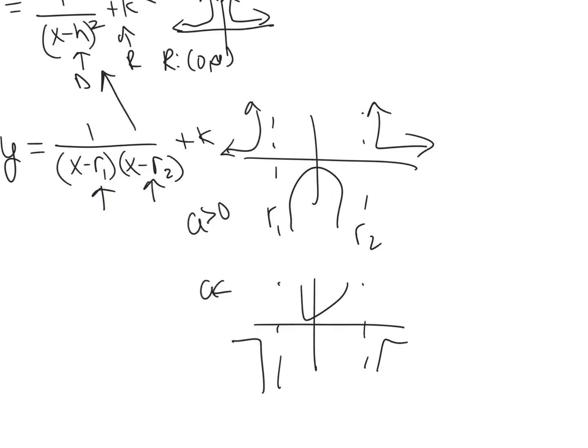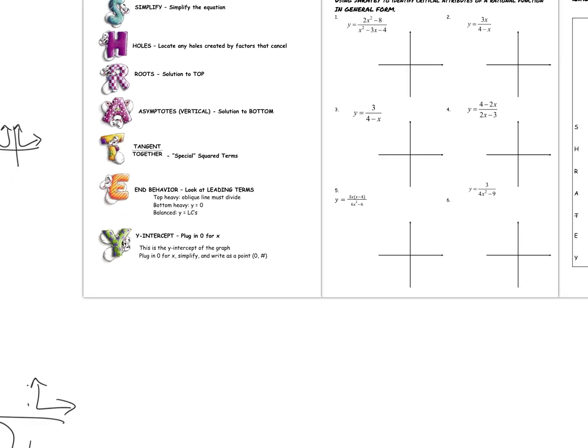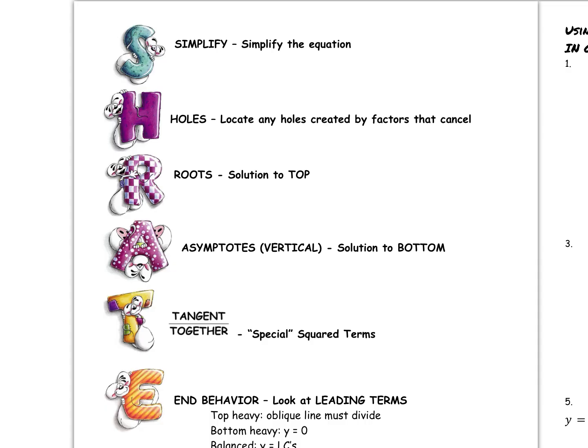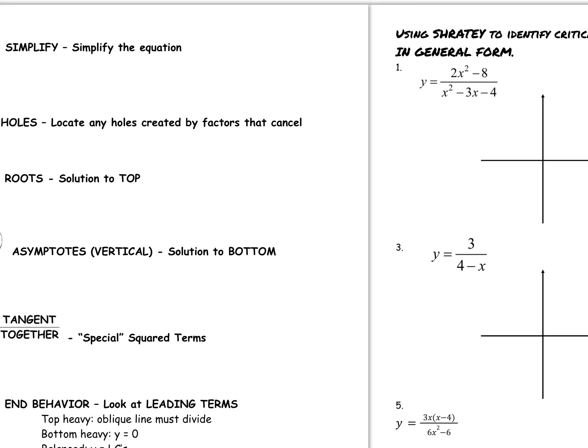Okay? So now we break into all chaos with SHRATEY. So years ago, when I first started doing this, somebody had already created RATEY. But what I noticed with my students is they would always forget to do the sh part of it. So I added it to it. And so now it's SHRATEY. The first thing we have to do is simplify the equation. And this acronym, if you remember it, it'll tell you every step to go through.